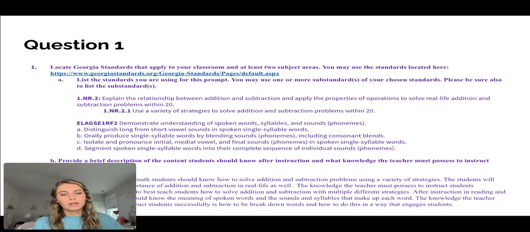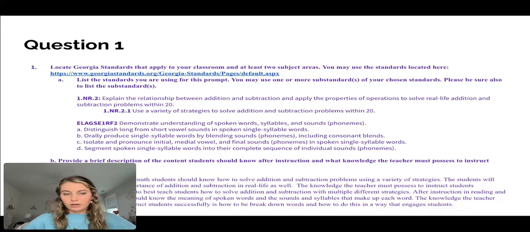20. The second subject area standard I chose was the ELA reading for my phonics, and it was to demonstrate understanding of spoken word syllables and sounds, phonemes. And it had 4 parts. A, distinguish long from short vowel sounds in single spoken syllable words. B, orally produce single syllable words by blending sounds, including consonant blends. C, isolate and pronounce initial medial vowel and final sounds in spoken single syllable words. And D was segment spoken single syllable words into their complete sequence of individual sounds.